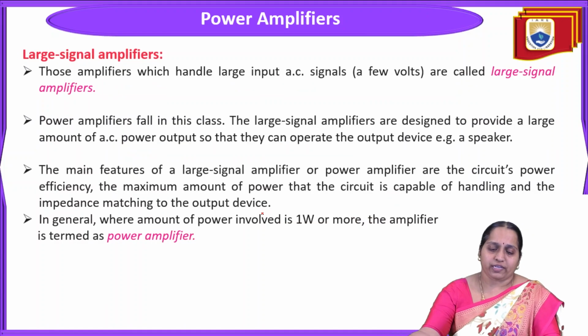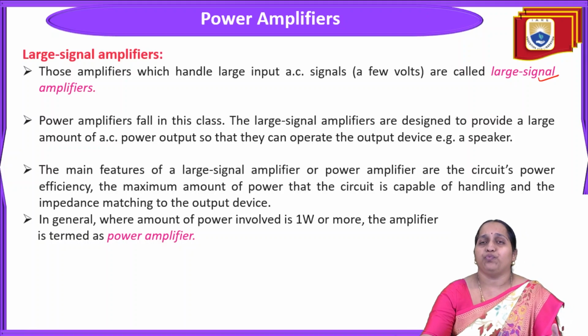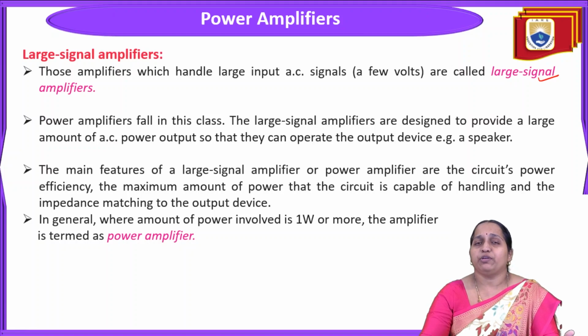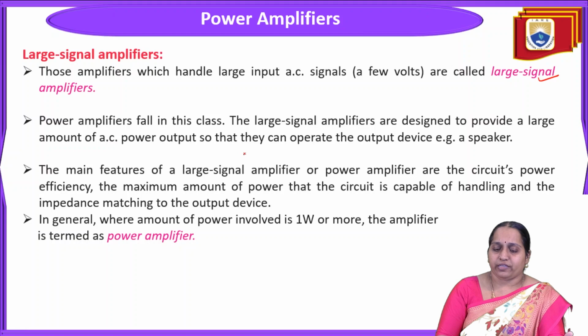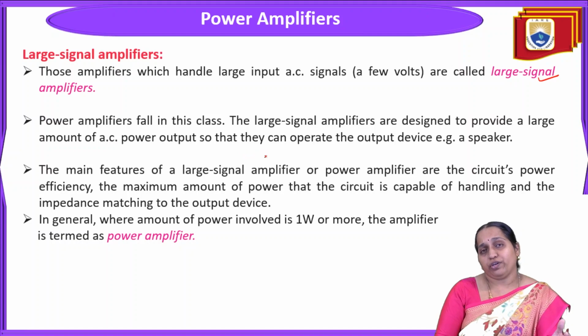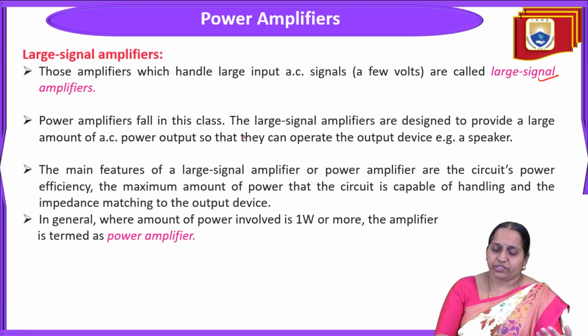Coming to large signal amplifiers, those amplifiers which handle large input AC signals are called large signal amplifiers. Their input range will be a few volts, whereas in small signal amplifiers it is a few millivolts or microvolts. So power amplifiers fall in this category, whereas voltage amplifiers are in the class of small signal amplifiers.